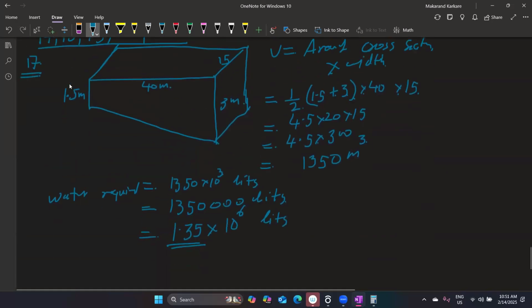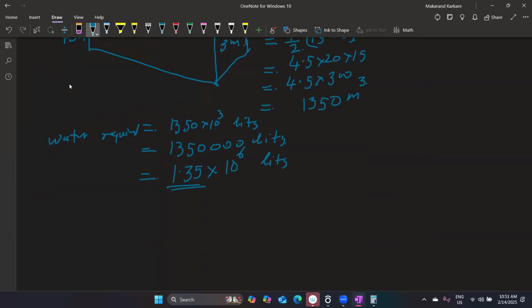Is 18 done? The cross section of a tunnel perpendicular to its length is a trapezium ABCD as shown in the following figure. Also given AM is equal to BN, AB is equal to 7, CD is 5. The height of the tunnel is 2.5 meters. The tunnel is 40 meters long. Calculate the cost of painting the internal surface of the tunnel.